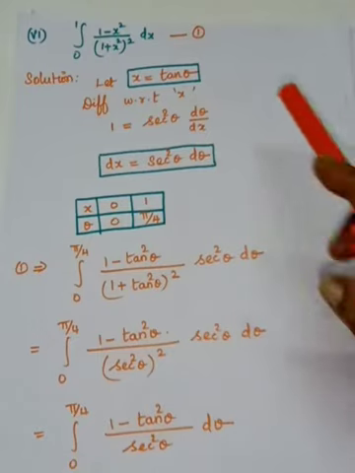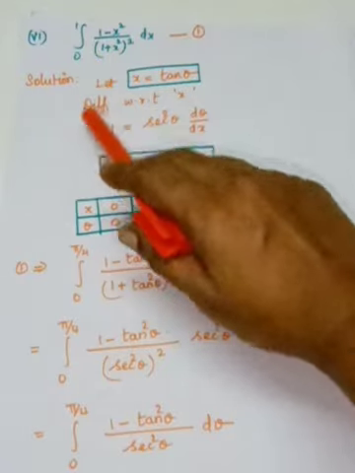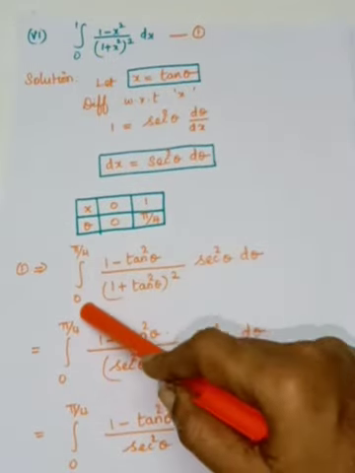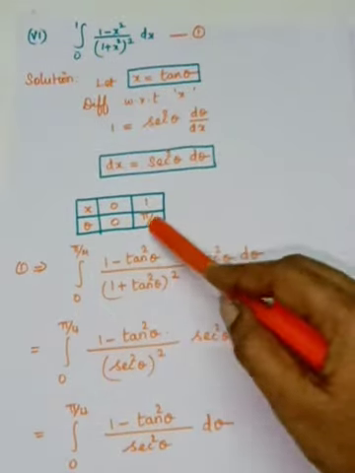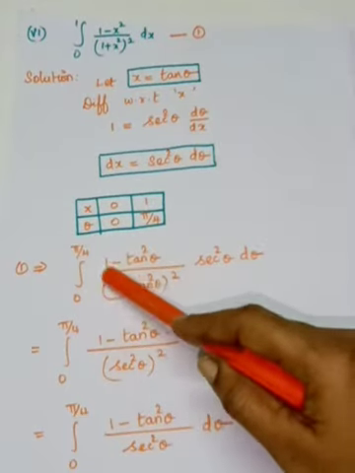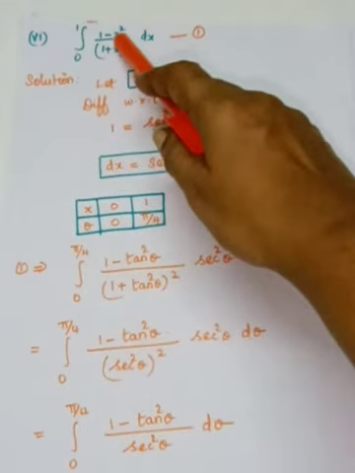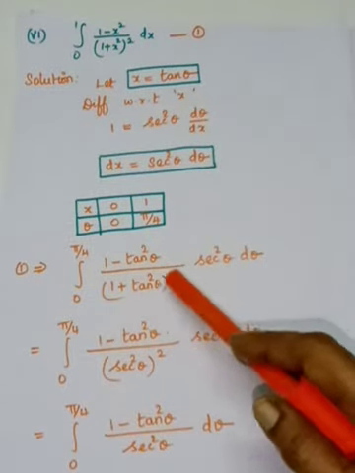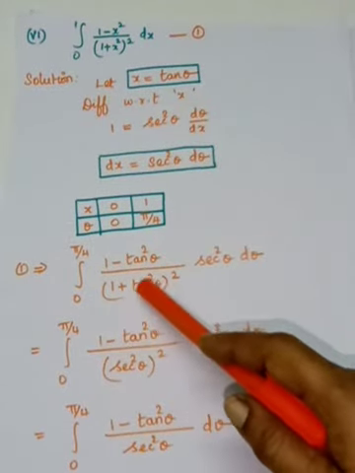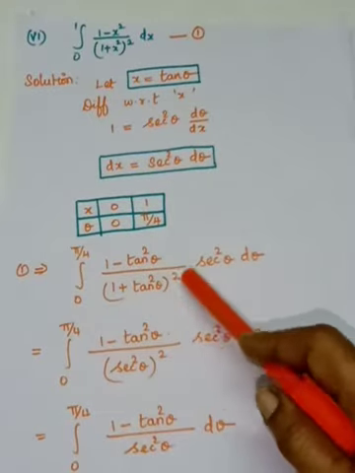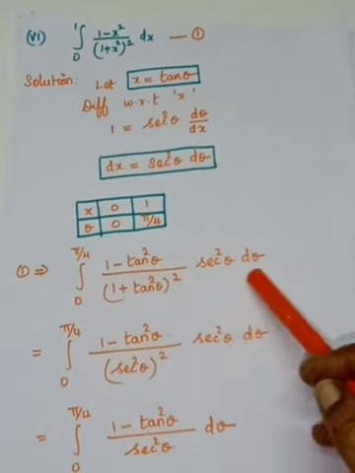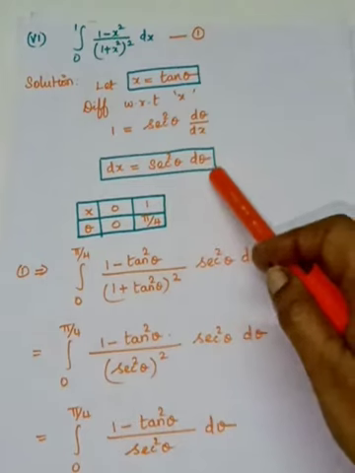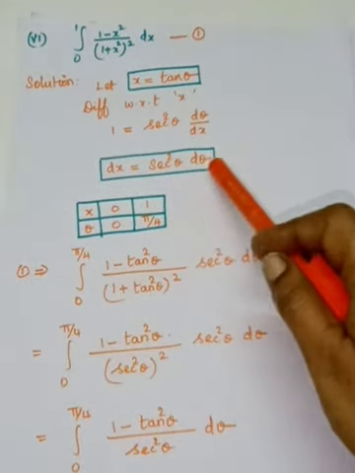So the integral: in the place of 0 you substitute 0, in the place of 1 you write pi by 4. Then 1 minus, in the place of x you write tan theta, so tan square theta divided by 1 plus tan square theta, the whole square, into dx. dx has to be changed as secant square theta into d theta.